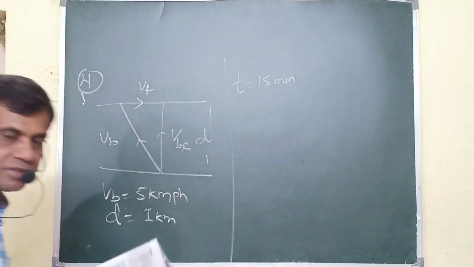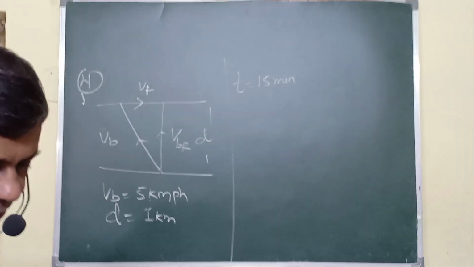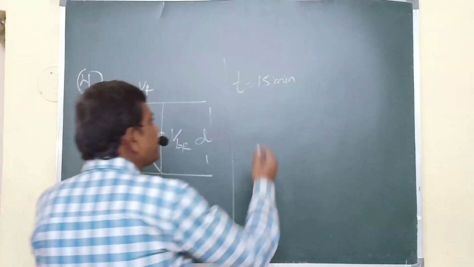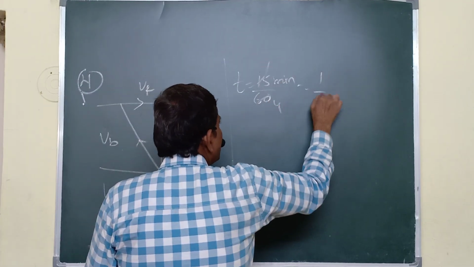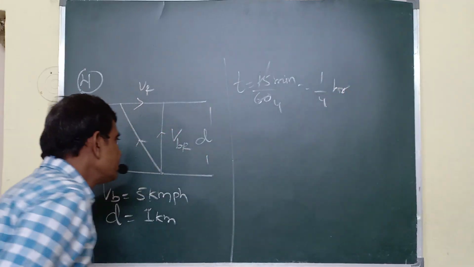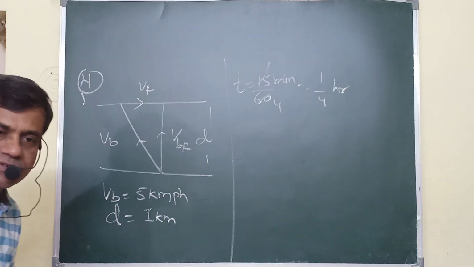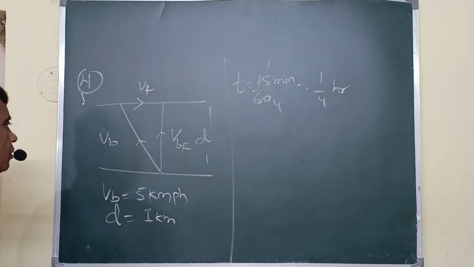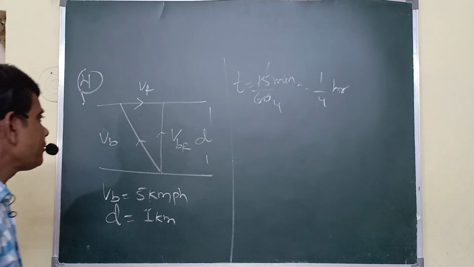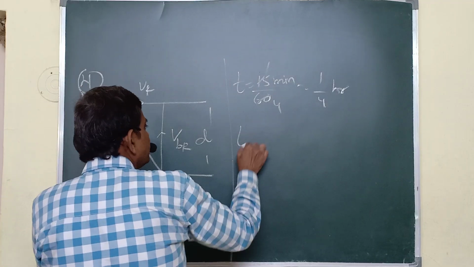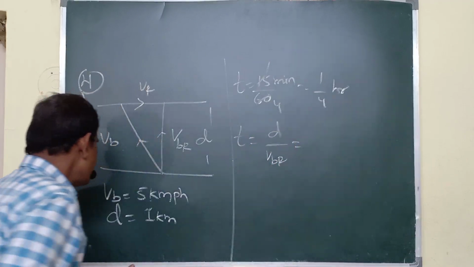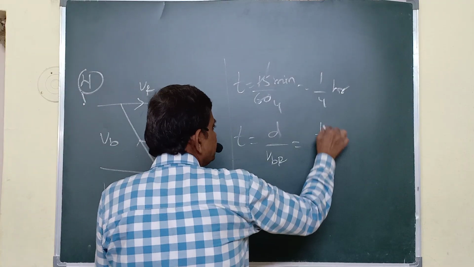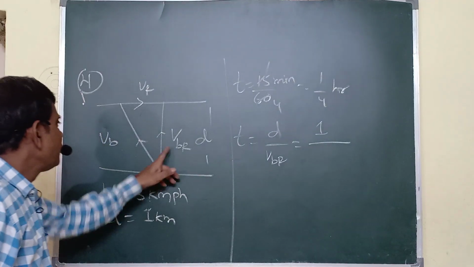You must convert that into hours because the velocity is given in kmph. So 15 by 60, now I get 1 by 4 hours. That is the time taken by the boat to cross the river. Now I want to find the velocity of the river. Time equals distance by VBR. What is the distance here? 1 kilometer by VBR.